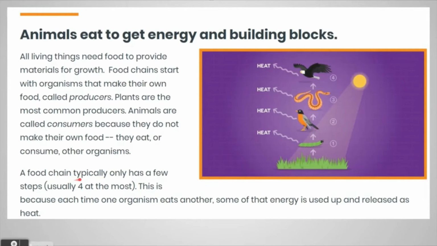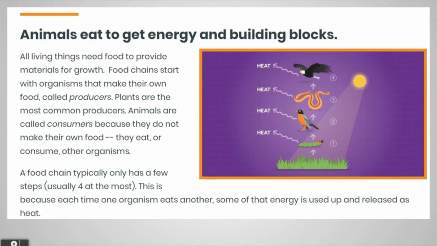A food chain typically only has a few steps, usually four, kind of like the picture that we see here. This is because each time one organism eats another, some of that energy is used up and released as heat. In this picture, we are able to see how the energy from the sun is given to the plants, and this worm eats the grass, receiving the energy from the grass.